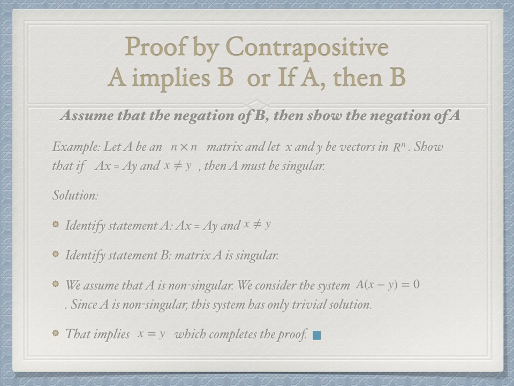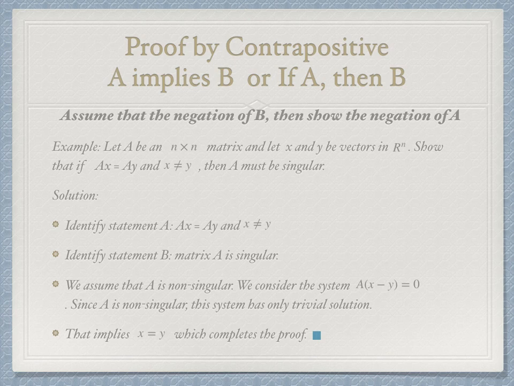First, let's identify statement A and statement B. Well, statement A is Ax equals Ay, and x is not the same as y. And statement B is matrix A is singular. So looking at statement A, we know that the negation of A is either Ax is not the same as Ay, or x is the same as y. Also, the negation of B should be matrix A is non-singular. So using proof by contrapositive, we assume that A is non-singular. We assume the negation of B, and we want to show the negation of A.